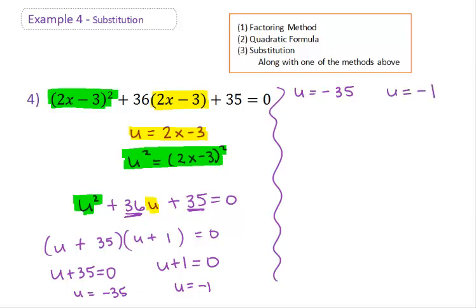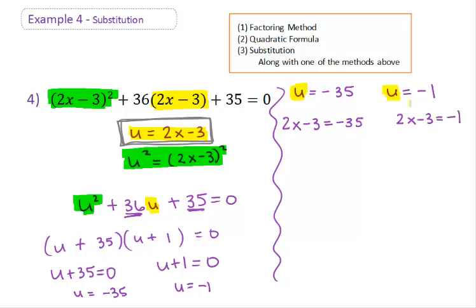But my problem did not start in u's, my problem started in x's. So what I need to do is I need to make that substitution back in. Okay? Instead of u, I'm going to use 2x minus 3 because that was the initial substitution that I made. So I have 2x minus 3 is equal to negative 35. And I have 2x minus 3 is equal to negative 1. Again, I just took out my u and resubstituted it back in with my 2x minus 3.